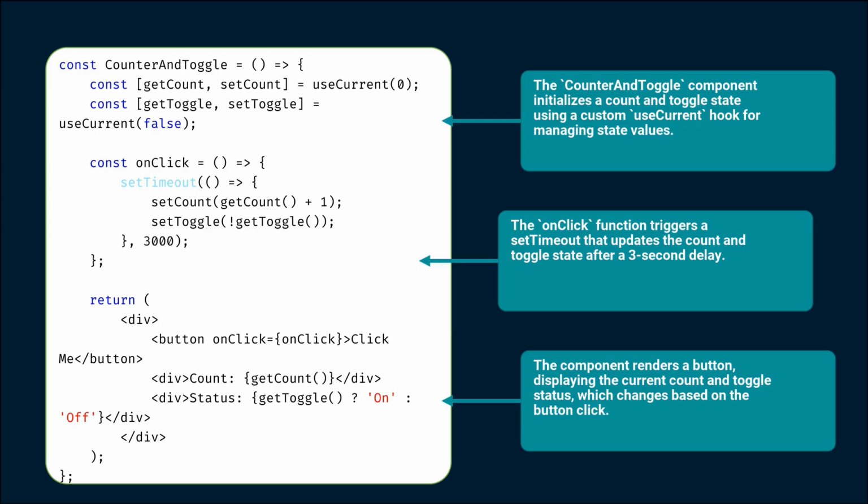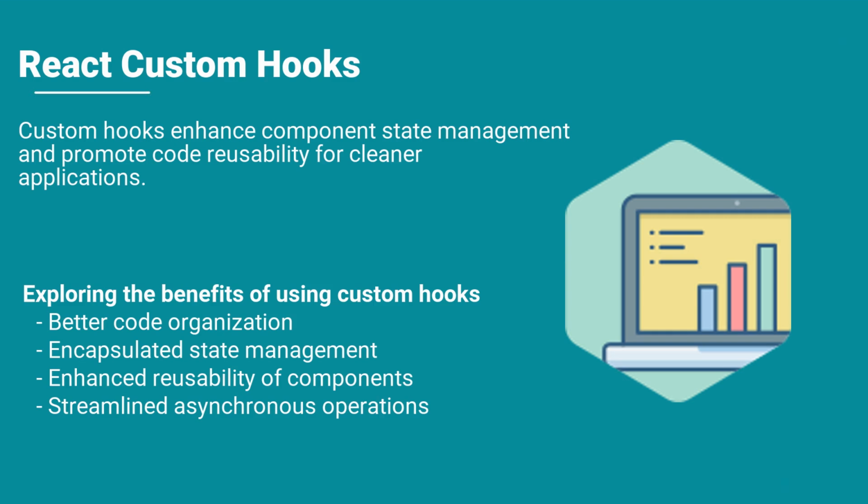Finally, the component returns a button, along with the current count and toggle status, demonstrating the seamless integration of both states in one interactive UI element. What's fantastic about crafting custom hooks like useCurrent is that it provides the advantage of encapsulation. You can integrate this functionality into your projects without worrying about state confusion across components. Additionally, since the hook centralizes the state logic, it promotes cleaner and more manageable code, aligning with React's philosophy of building reusable components.